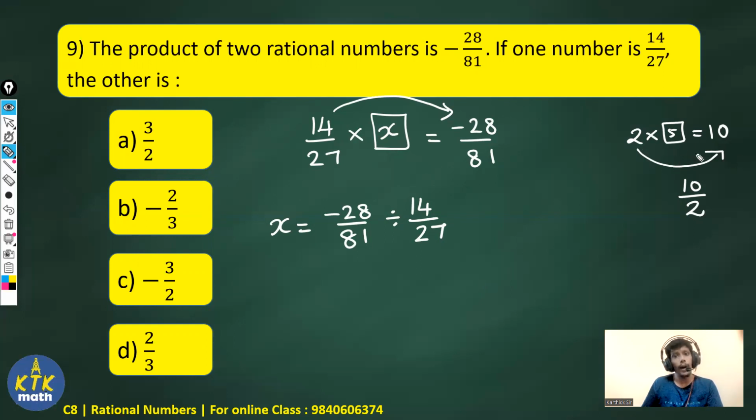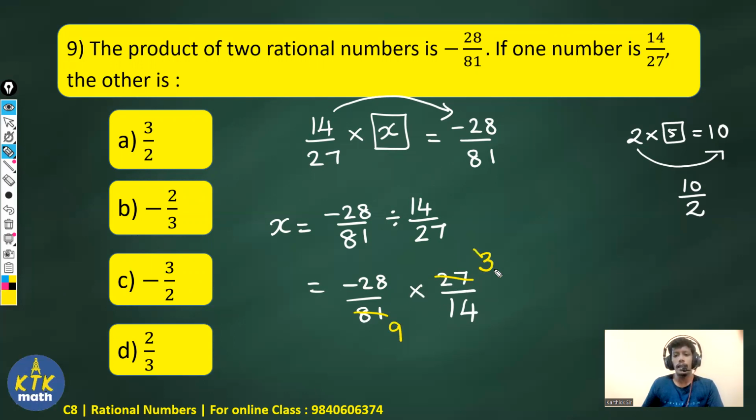You are doing divide. Same application. So negative 28 by 81. Divide means a reciprocal, so 27 by 14. Now cancellation is very, very easy. 27 and 81 cancel in the 9 table. 3 9s are 27, 9 9s are 81.